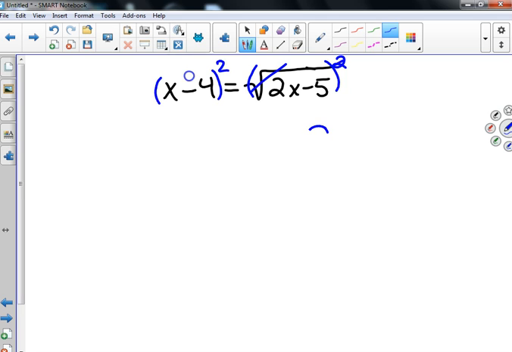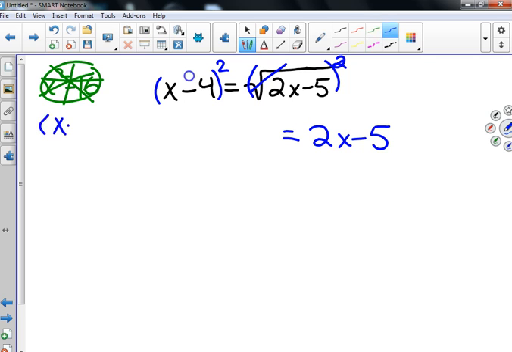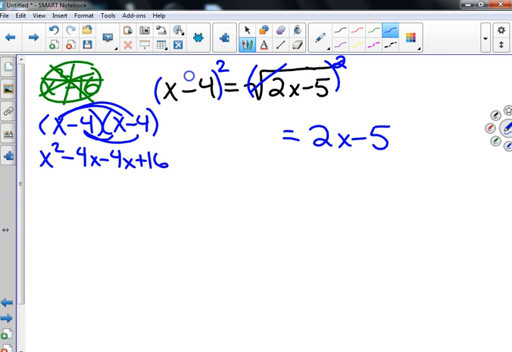So on the right side, I'm left with 2x minus 5 equals. Now please do not make the mistake. This does not equal x squared minus 16. No way. This is x minus 4 times x minus 4. Then when I distribute this out, I get x squared minus 4x minus 4x plus 16.